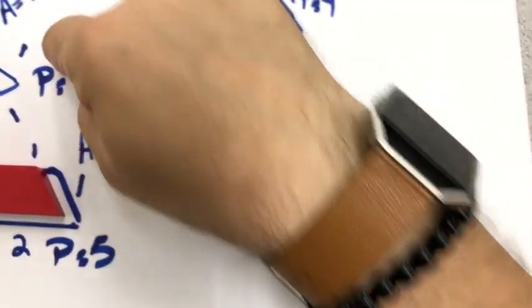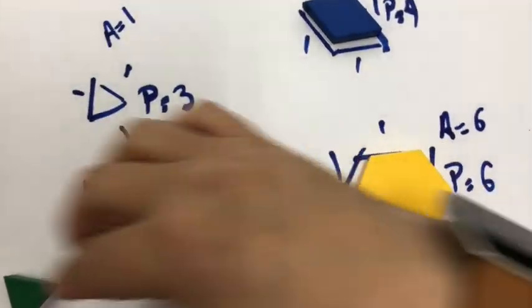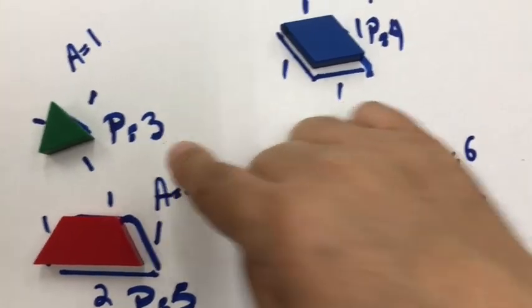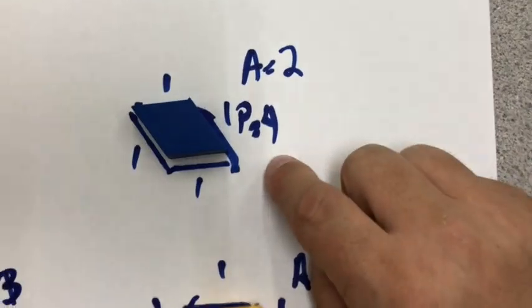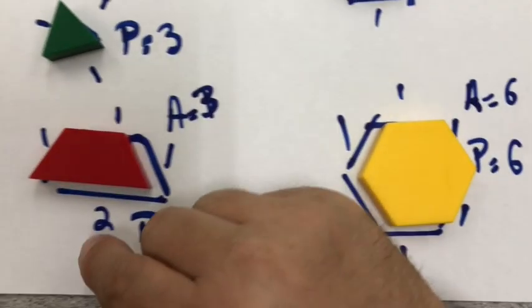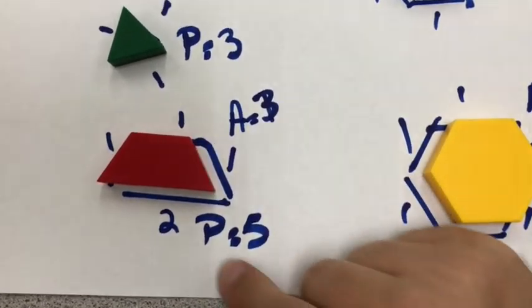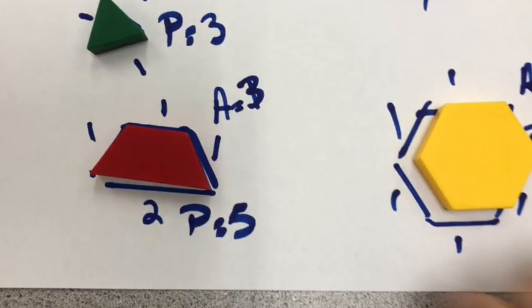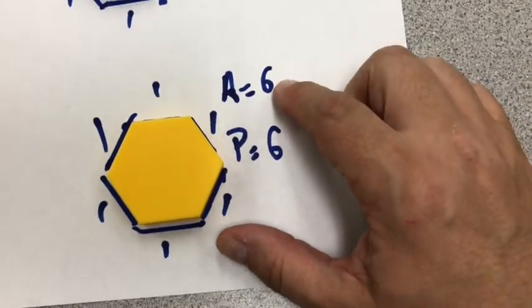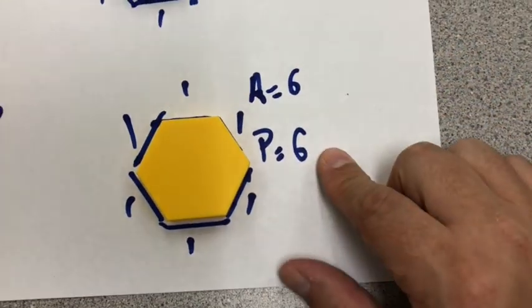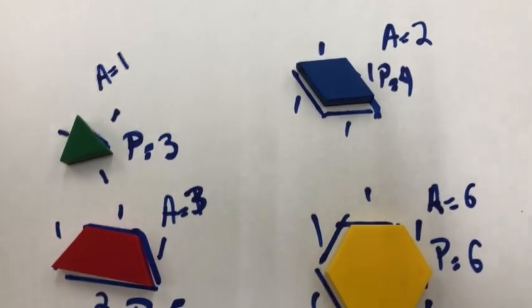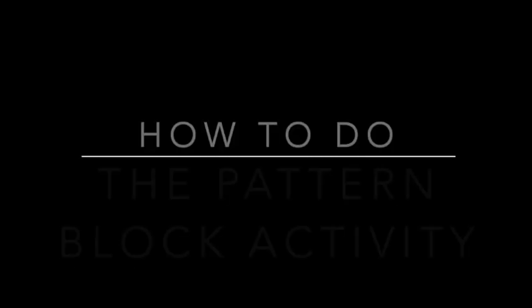So now we have an understanding of what the area and perimeter of each of these individual shapes are. Our green triangle has an area of 1 but a perimeter of 3. Our blue parallelogram has an area of 2, 2 green triangles can fit on it, but a perimeter of 4. Our red trapezoid has an area of 3, but it would take 5 triangles to go around it. And our hexagon actually has a matching area and perimeter, an area of 6 and a perimeter of 6. So that's kind of how to use the shapes to make your activity.